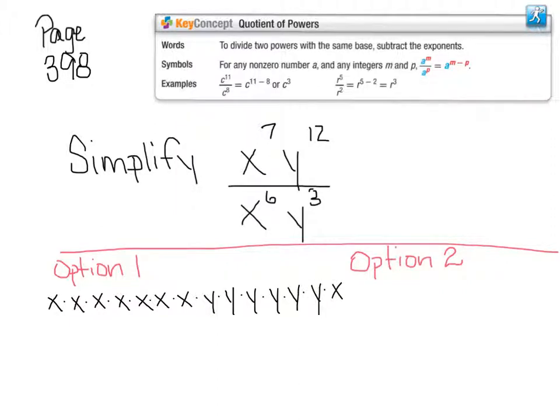And I'm running over into option 2 here. So I'll have to do some erasing before we can see option 2. Oops, my y's are starting to look like x's. Okay, and then you do the same thing in the denominator.